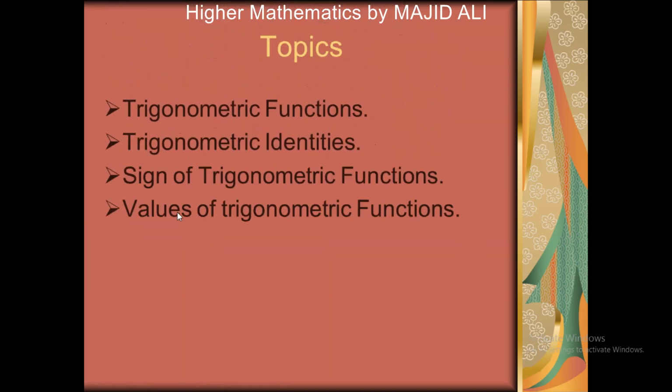Our topics that will be covered in this video are, first, we discuss the trigonometric functions. After that we will discuss the trigonometric identities. We often call these identities by another name, Pythagorean identities. At number three we will discuss the sign of the trigonometric function, that is, what sign any trigonometric function has. Next we will learn about the values of the trigonometric functions, that is, how to calculate the values of the trigonometric functions.